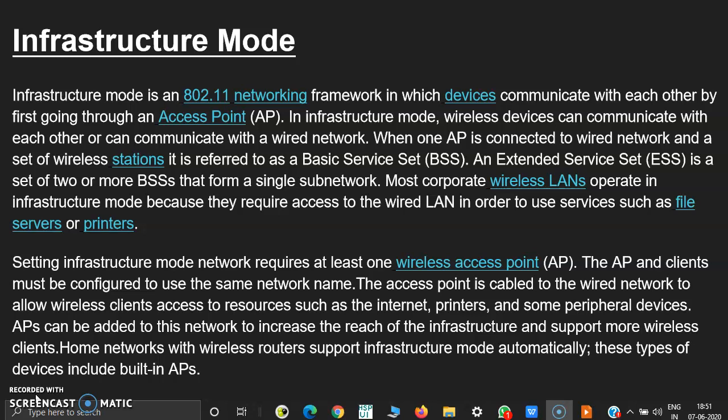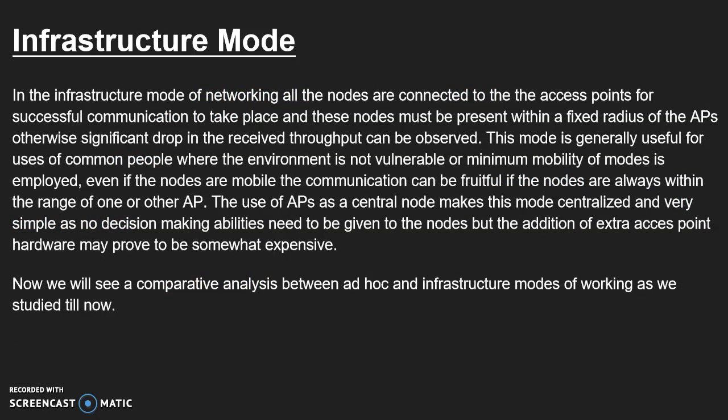It is referred to as basic service set, BSS. An extended service set is a set of two or more BSS that form a single subnetwork. Now we can also see setting up an infrastructure mode network requires at least one access point, that is at least one extra hardware. The AP and clients must be configured to use the same network name. So we can see that there are some complications involved here for the proper operation.